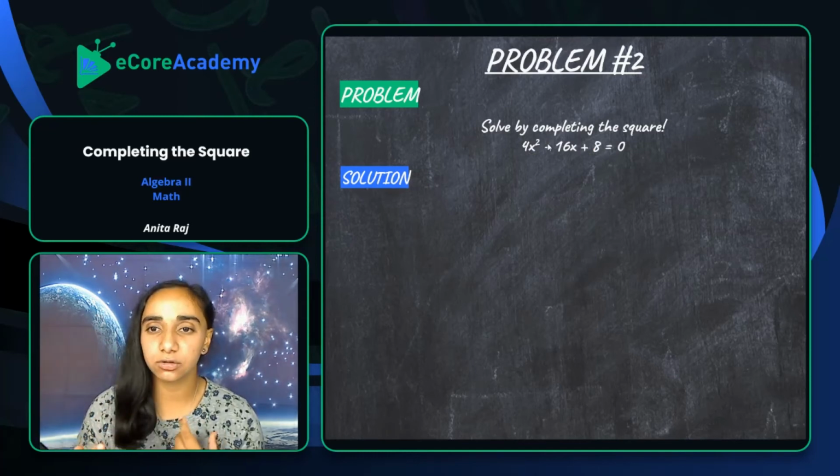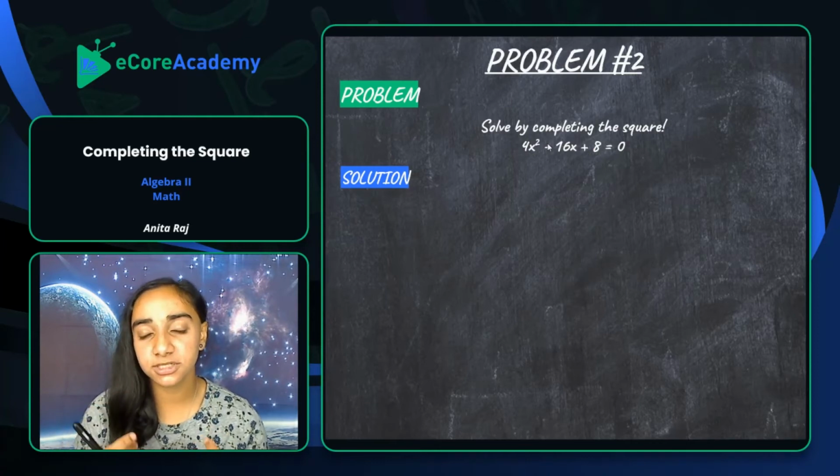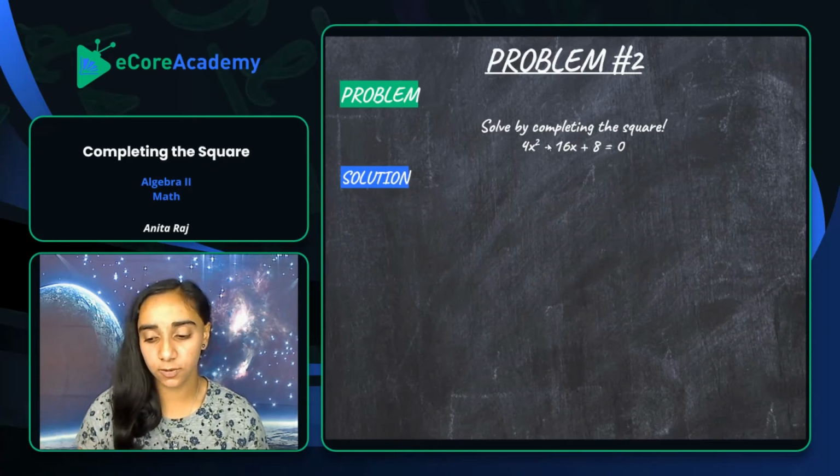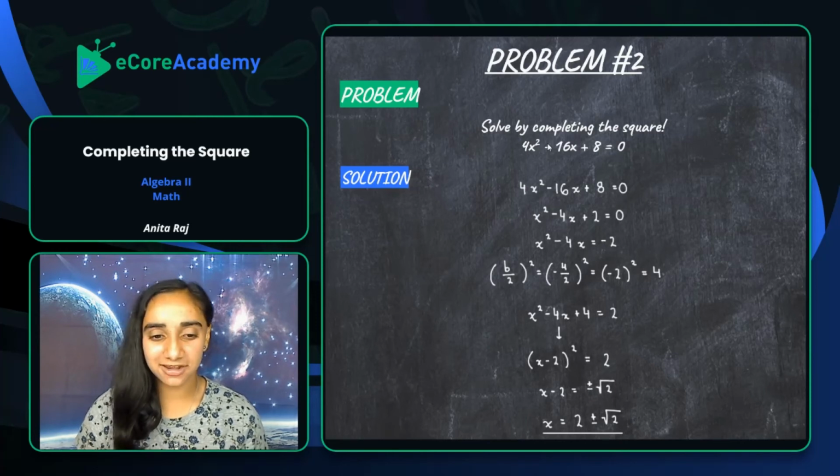It's not factorable. Therefore, if we really want to solve it by hand, we need to force a perfect square trinomial. And how will we do that? Well, we're going to be following the steps of how to complete the square. So here is the solution written out. It looks a little bit lengthy, I know, but these are all the steps you're going to have to follow.